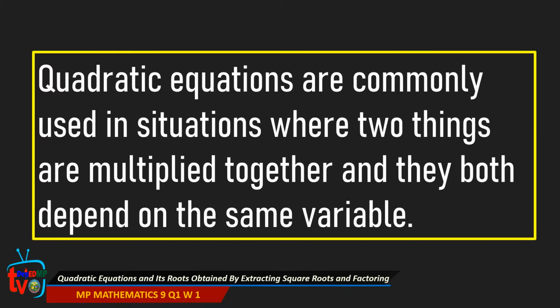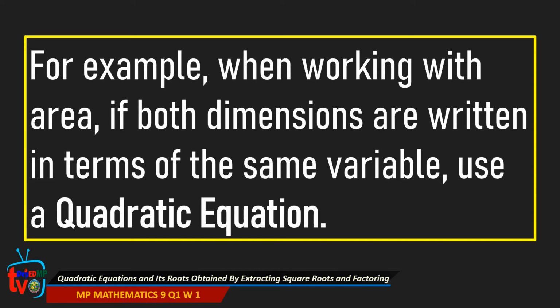Quadratic equations are commonly used in situations where two things are multiplied together and they both depend on the same variable. For example, when working with area, if both dimensions are written in terms of the same variable, use a quadratic equation.